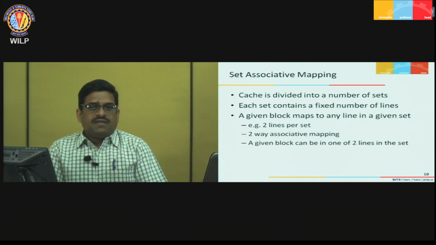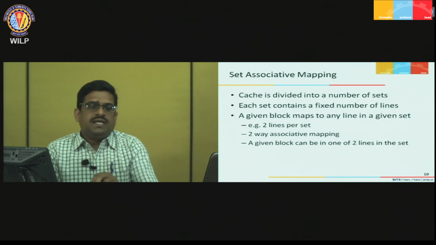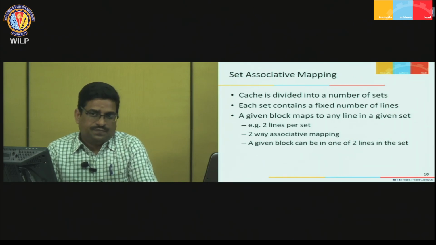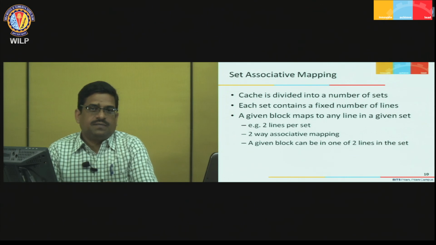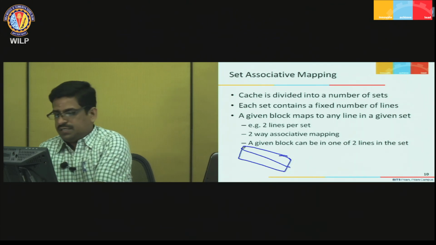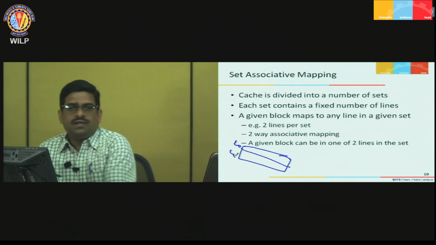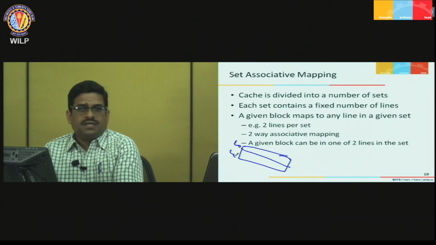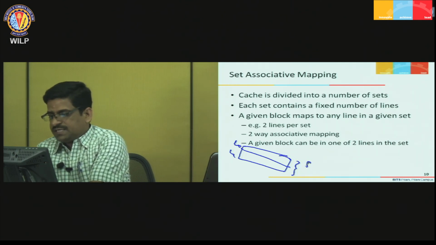So, for example, a given block maps to any line in a given set, and the set size is, let us say, 2 lines per set. That is called a two-way set associative mapping. These are 2 lines, this is line 0 and this is line 1, and I am calling these 2 lines one set.